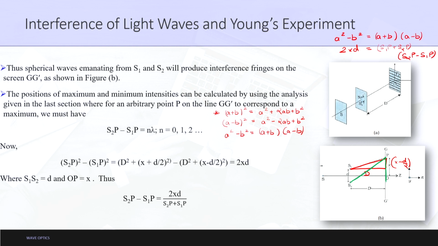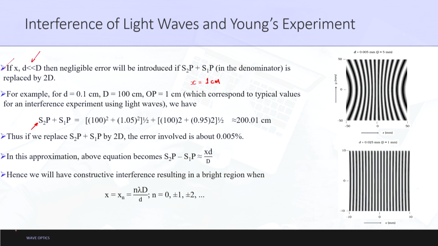We did the Pythagoras theorem for this triangle here. On a final calculation, what we found out is that S2P plus S1P was equal to 200.01 centimeters. If I took the assumption that S1P plus S2P is equal to 2D, then 2D gives us 2 into 100, which is equal to 200 centimeters. That means only a 0.01 centimeter difference was being observed. Because this is a very minute, negligible difference, that is why this assumption is being used.